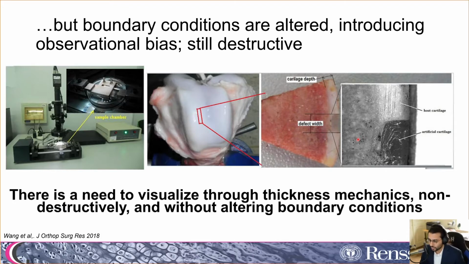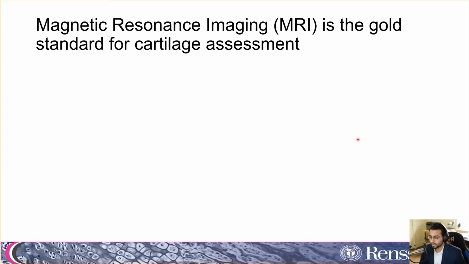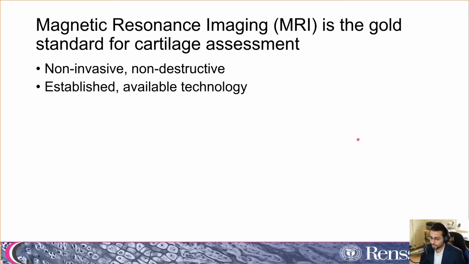So there is a need to visualize these through thickness mechanics non-destructively without altering boundary conditions. Currently, when looking at cartilage, MRI is actually one of the gold standards for cartilage assessment. It's non-invasive and non-destructive, and it's done in vivo all the time. It's based on established existing technology and has excellent soft tissue contrast.